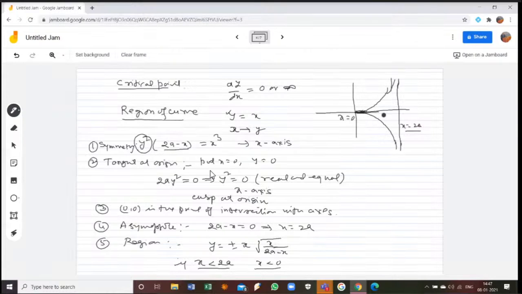Okay. And in application, suppose you have to find out the area, length, surface, or volume. Unless you know the region, how can you integrate it, whether it will be 2 times, 3 times, or 4 times? Because of the symmetry, if you find the area for this region, you take 2 times of this one to find the area for the whole region. So tracing is important for the application of integration.